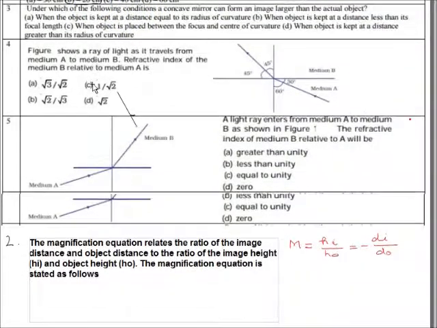Now if you go for the magnification formula, we have to use two formulae here. One is called the magnification formula and the second is the mirror formula. Now the magnification formula is, what is magnification? The magnification equation relates the ratio of the image distance and object distance to the ratio of the image height and object height. So if you see this formula, m is equal to height of image divided by height of object is equal to minus di, that is the distance of image from the mirror, and of course of object from the mirror.